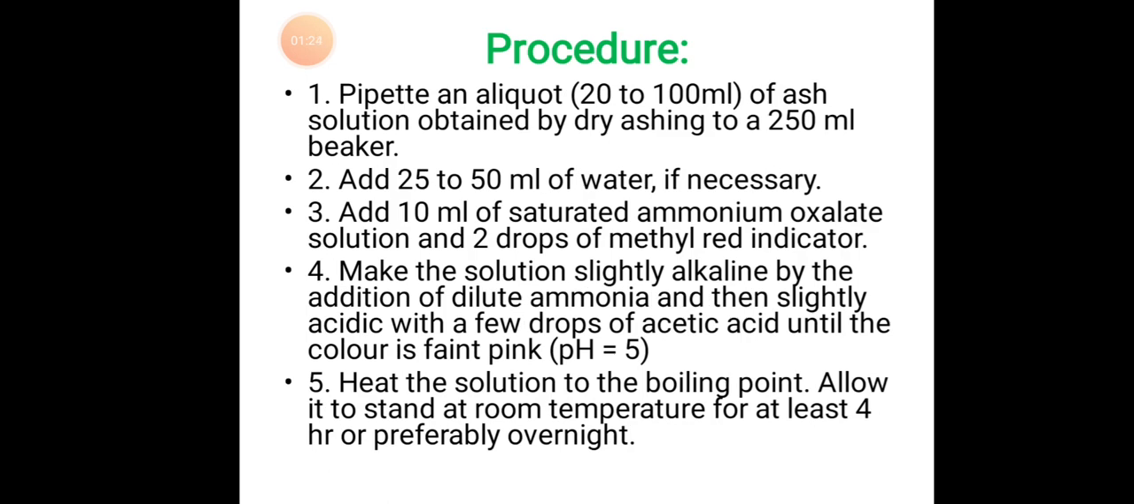Coming to the procedure, pipette out an aliquot of 200 ml of ash solution obtained by dry ashing into a 250 ml beaker. Add 25 to 50 ml of water if necessary. Add 10 ml of saturated ammonium oxalate solution and 2 drops of methyl red indicator. Make the solution slightly alkaline by the addition of dilute ammonia and then slightly acidic with 5 drops of acetic acid until the color is faint pink, pH 5.